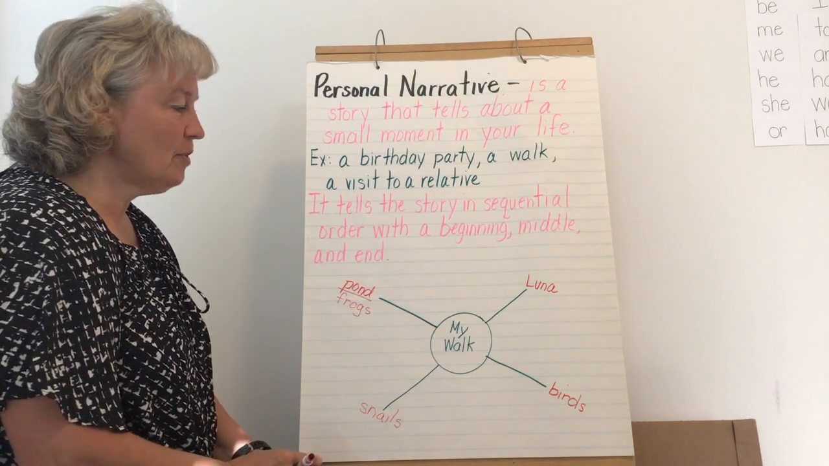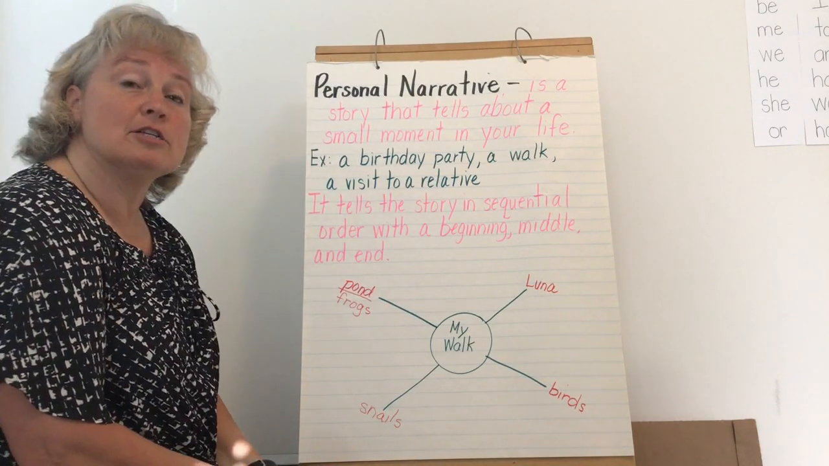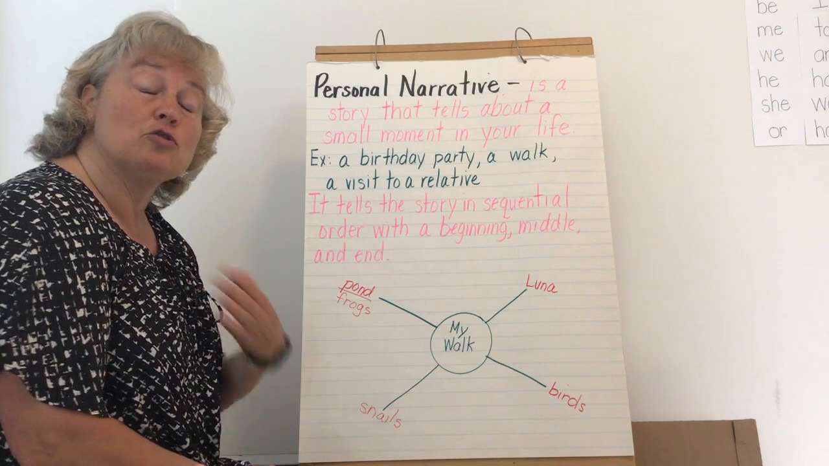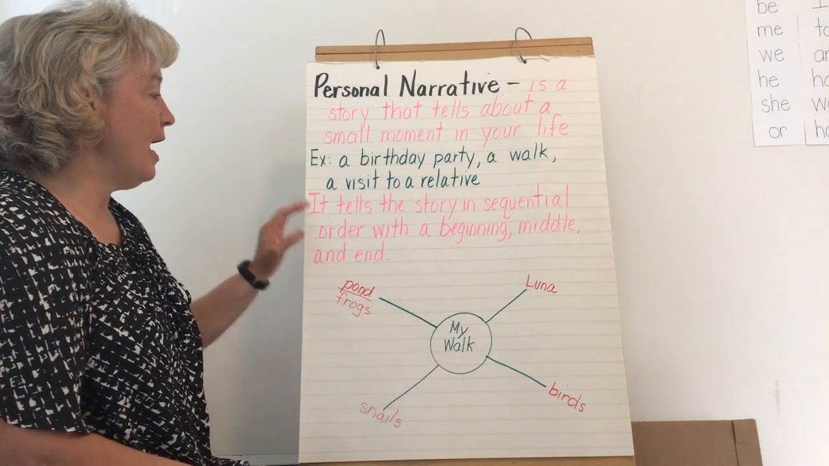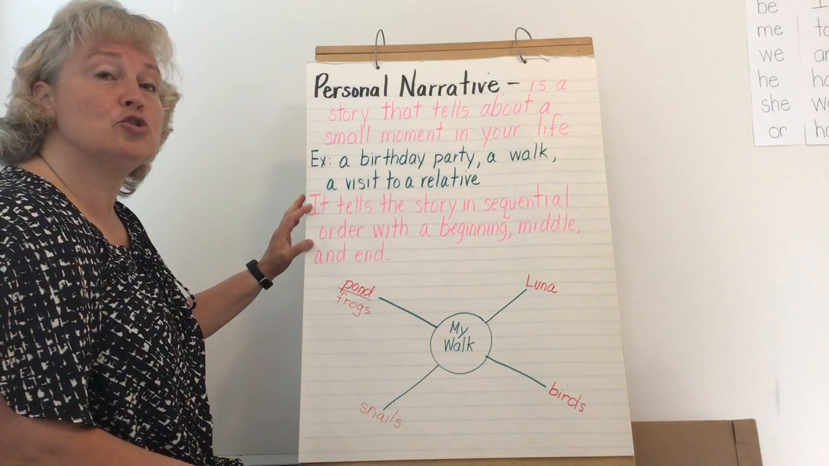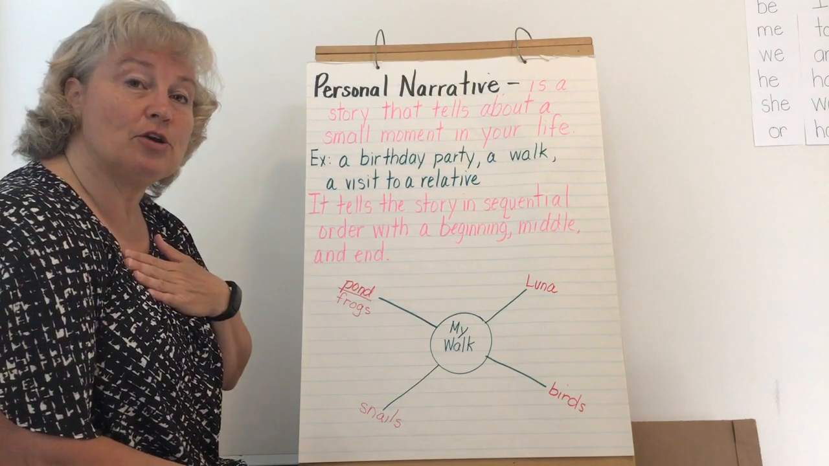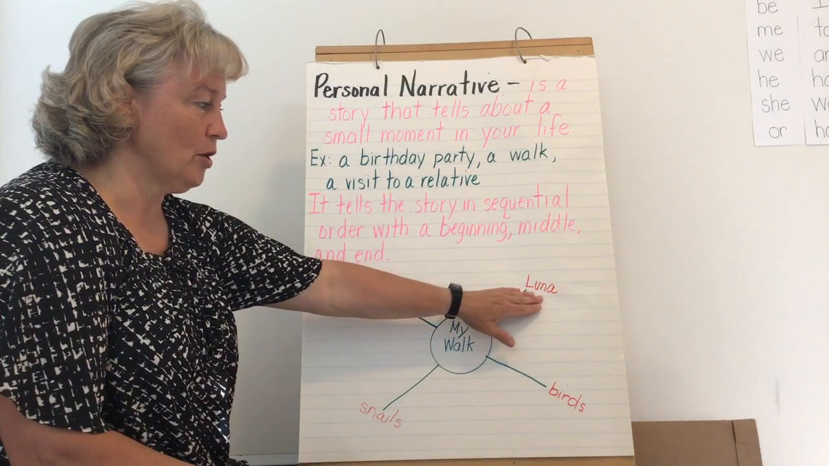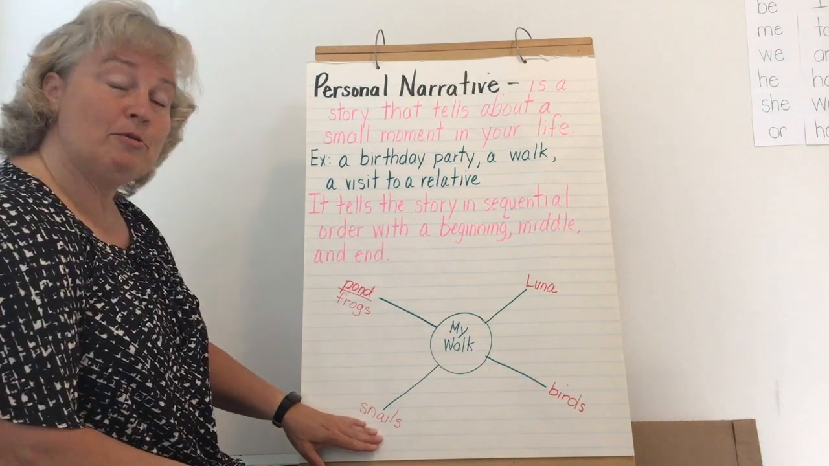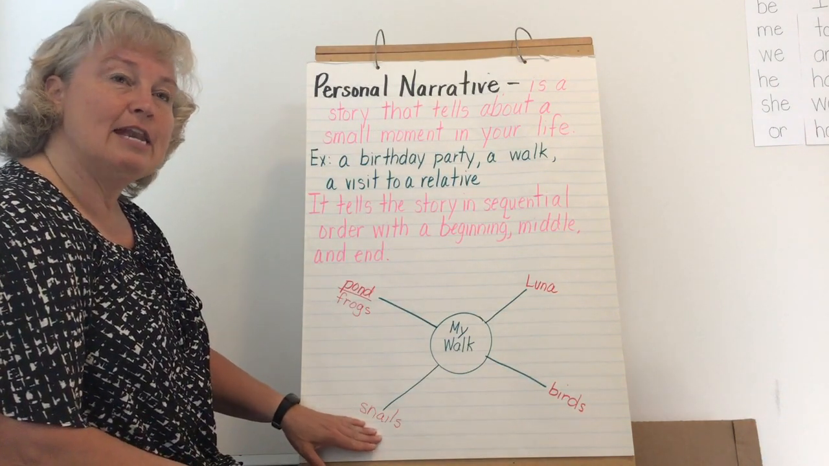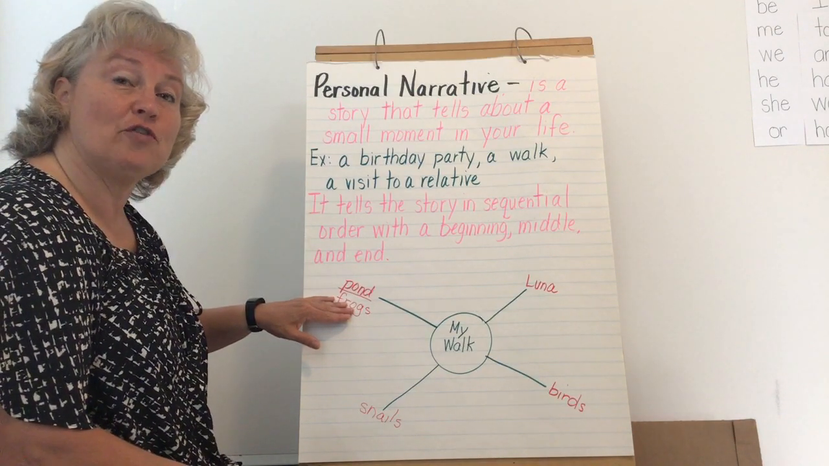All right. So I just want to review real quick with you that a personal narrative is a story that tells about a small moment in your life. So the small moment in my life was when I took my walk this morning. Okay. And the personal narrative tells the story in a sequence with a beginning, middle, and an end. So my story started with Luna and I going out the door, and the first thing that we came across or heard was the birds, and then we ran across a whole group of snails, and near the end of my story, we came across a pond where we stopped and we listened to the frogs.